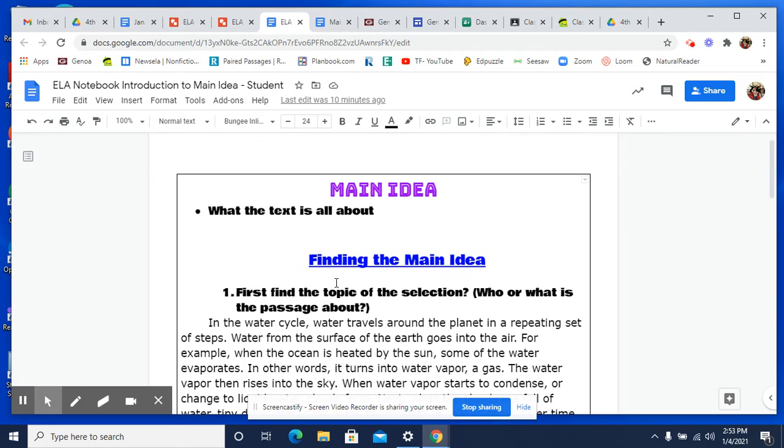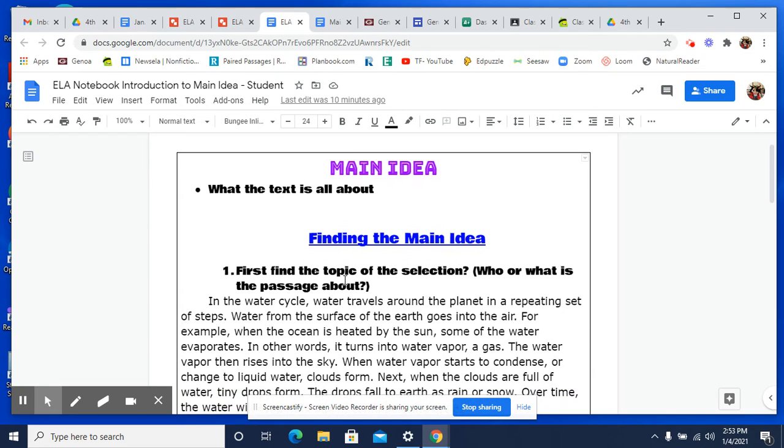All right, so I think the best way to do this is just to jump in and practice. So when you find a main idea, the first step you need to do is find the topic of the selection. Okay, so who or what is this passage about? Now, the topic can be just like a 1-word or 2-word phrase. Your main idea has to be a complete sentence. So to find the topic, look at the title of the article, look at pictures. Sometimes they have pictures. Look to see repeated words.